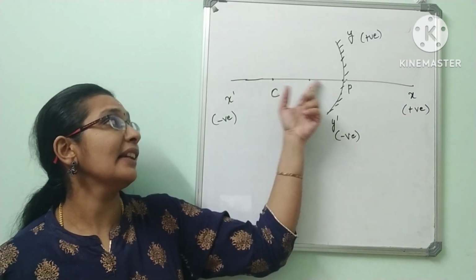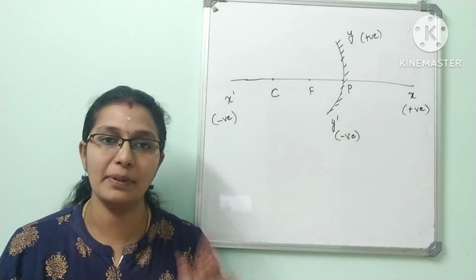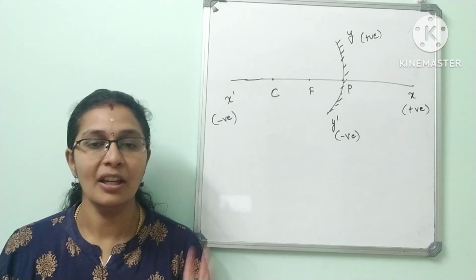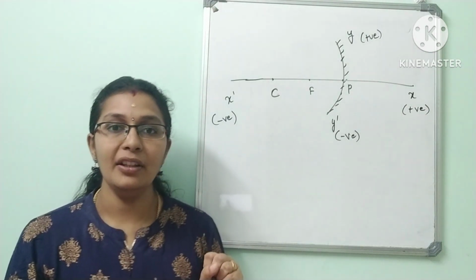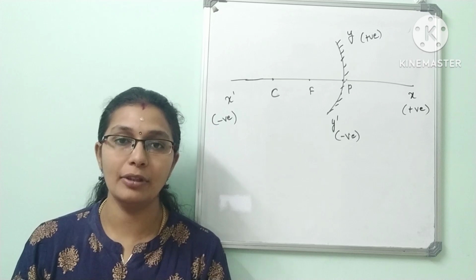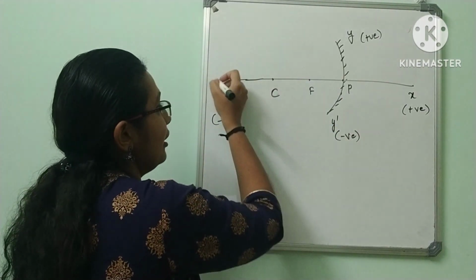Everything you place above the principal axis will have positive values, and below the principal axis you will have negative values. You are clear till this? Yes. So always remember, this is the most important thing you have to remember. Where will you place the object? You will place the object somewhere here, right?